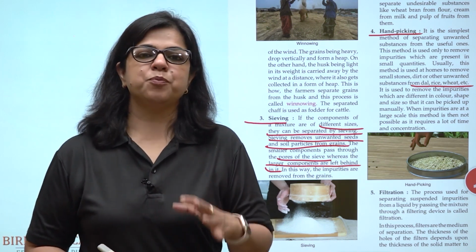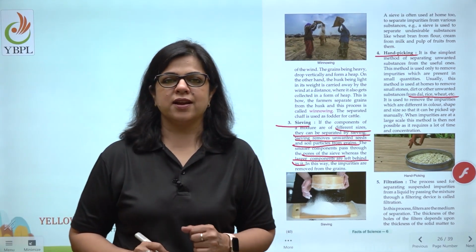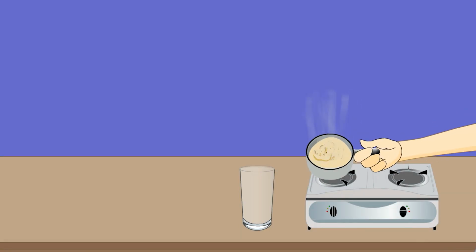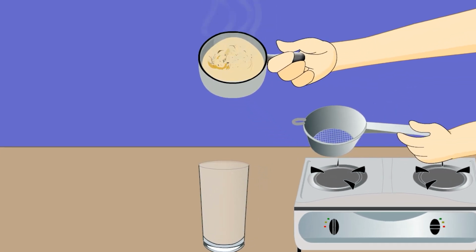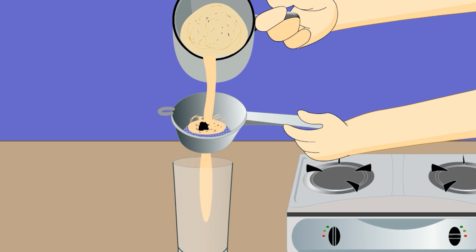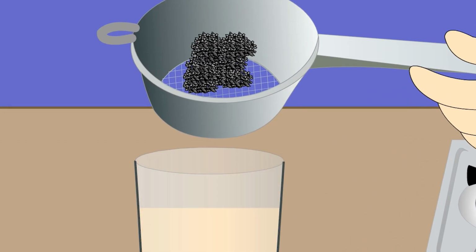Let us understand the process of filtration now. The process used for separating suspended impurities from a liquid by passing the mixture through a filtering device is called filtration. The thickness of the holes of the filters depends on the thickness of the solid matter to be filtered, like the tea leaves can be filtered through a sieve, but mud cannot be filtered through it.